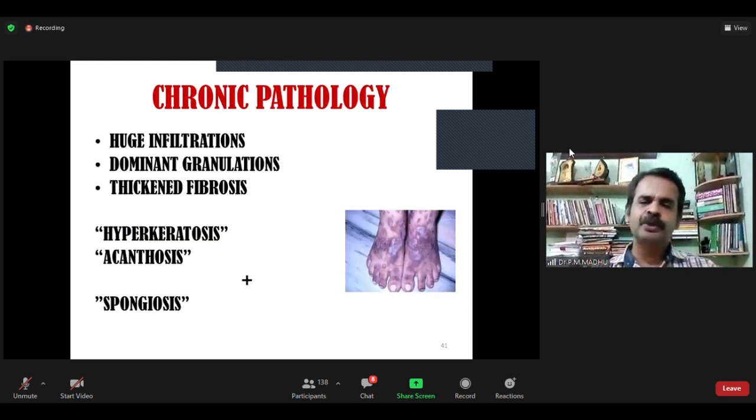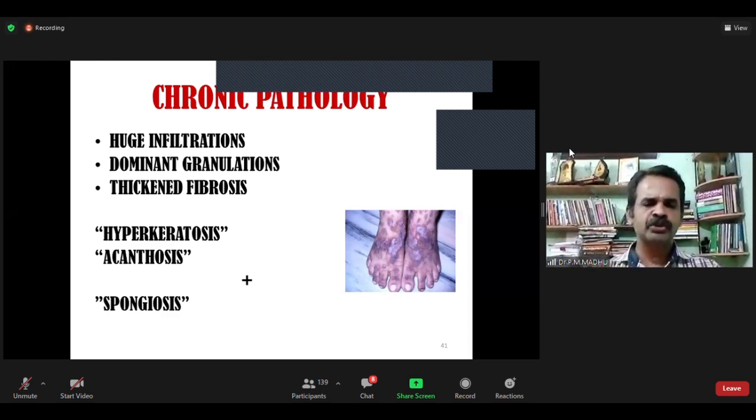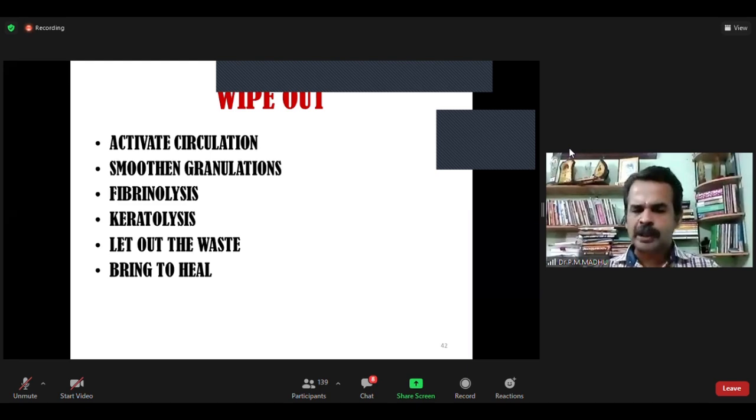And in chronic pathology, huge infiltrations will be there, dominant granulations will be there, thickened fibrosis will be there, hyperkeratosis and acanthosis will be there. In these patients, it is very, very difficult to eliminate these hard accumulations inside the body. So we have to activate the circulation, smoothen the granulations, and fibrinolysis and keratolysis should be there, the waste should be let out, and the healing should be promoted.